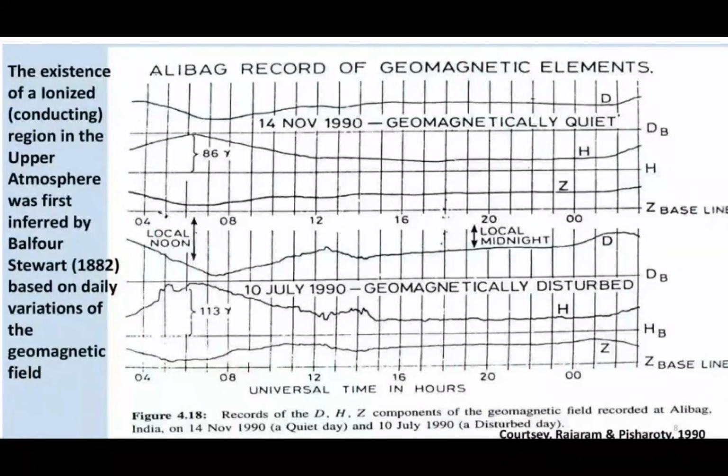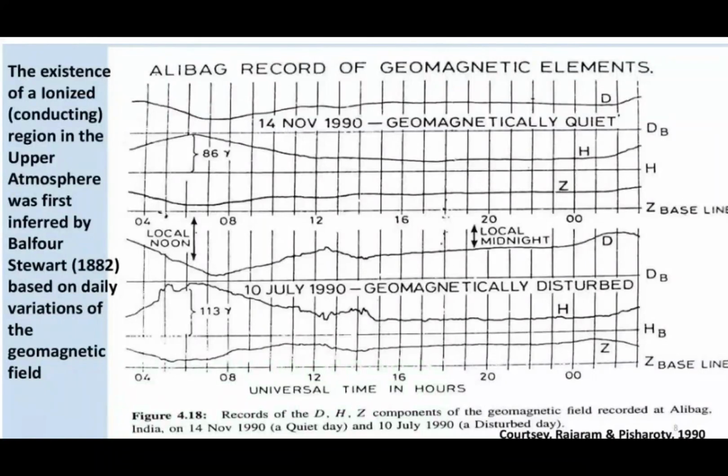Now, how was the existence of the ionosphere inferred? It goes back to the geomagnetic history. The existence of an ionized or conducting region in the upper atmosphere was first inferred from the geomagnetic field measurements of Balfour Stewart in the year 1882.